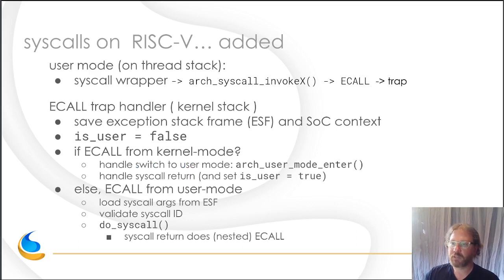The first thing is just how to initiate a system call from user space. From user mode running on the thread stack, what is used is a system call wrapper. The Zephyr API defines the system call wrappers already, and so for each architecture you need to implement these arch_syscall_invoke functions that trigger system calls with various numbers of arguments. Those functions are built on top of this ecall instruction, which then traps into kernel mode, or machine mode specifically on RISC-V.